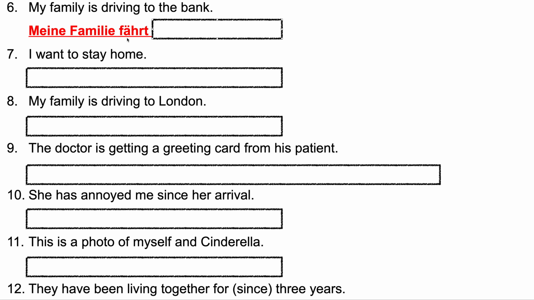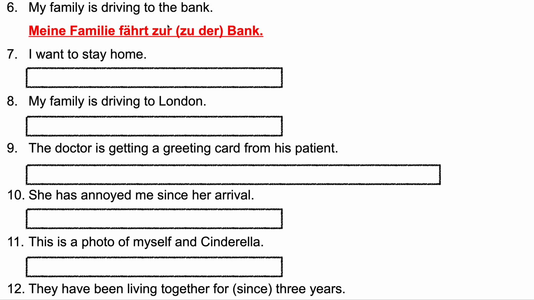Meine Familie fährt. To the bank is the next part, which is, again, we already know that it's a feminine word bank, and it's Bank, die Bank, but to the bank is inside of a city, and therefore zur Bank or zu der Bank. I want to stay home. Well, you don't have any choice, so you're going to have to.